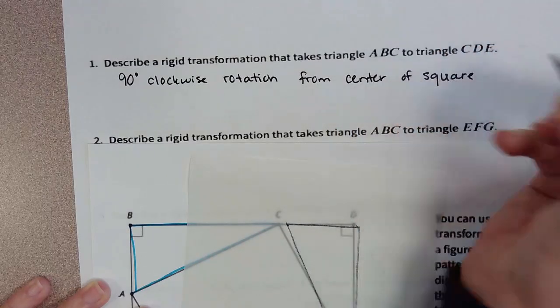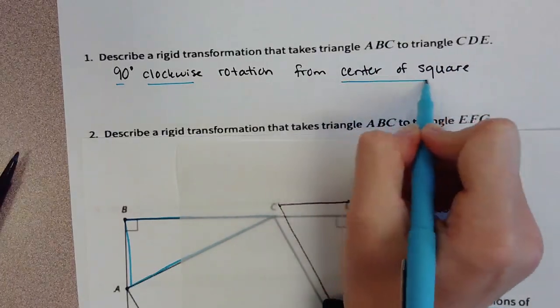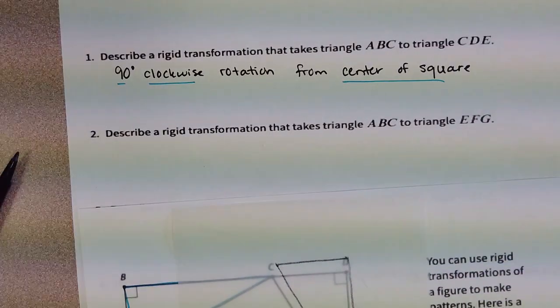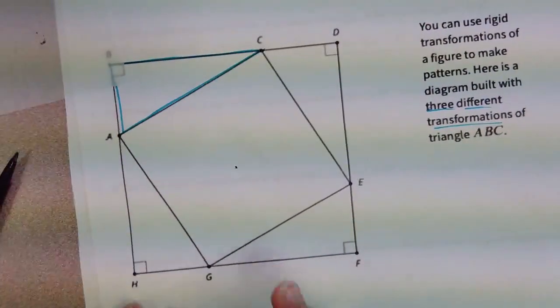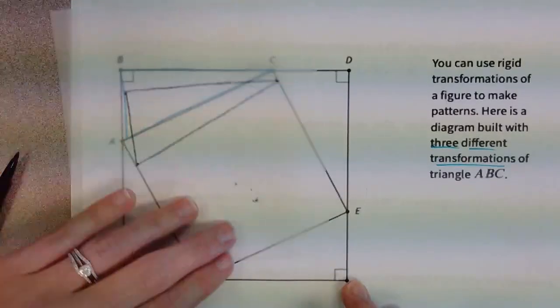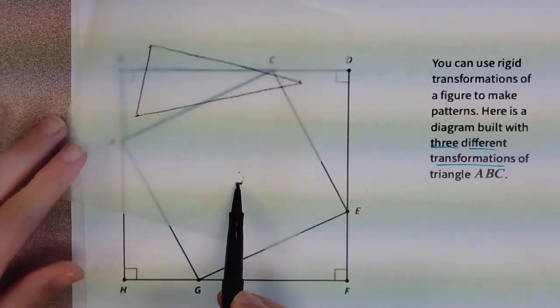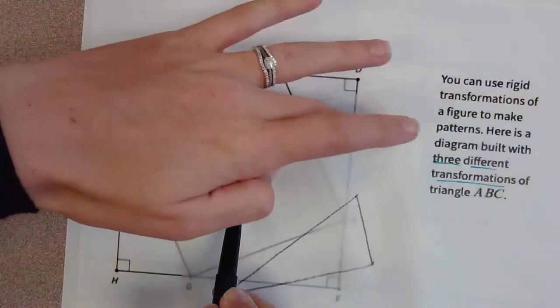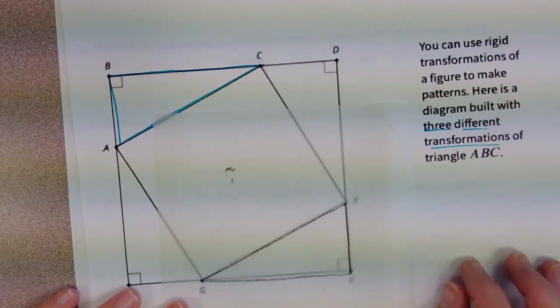Remember, you need to identify how much you are turning, so 90 degrees, the direction that you're turning, clockwise or counterclockwise, and then you need to identify the center of rotation, and I am identifying that by calling it the center of the square. The next question is, describe a rigid transformation that takes triangle ABC to triangle EFG. So I want to figure out how I get from here to here. Lay my triangle back on ABC, put my pen back at the center. We already determined this was a 90-degree rotation clockwise. If I keep going, that is another 90-degree rotation clockwise. So that ends up being a 180-degree rotation clockwise.